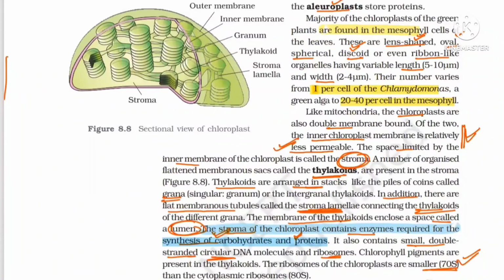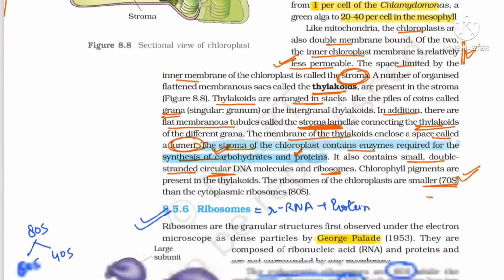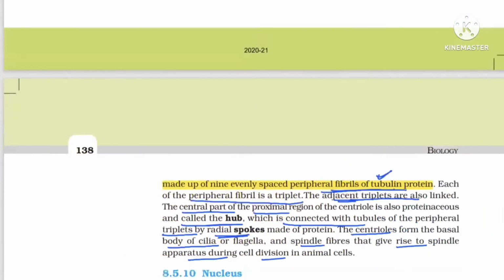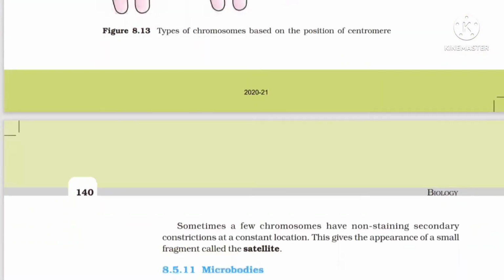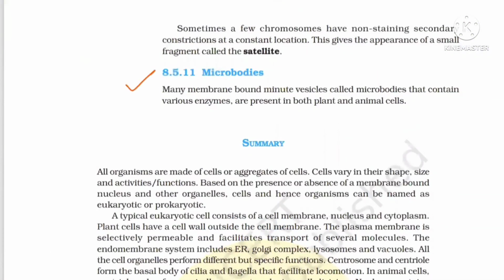Is it clear, beta? Up till here, all the topics are covered. Check carefully, you will find your cell topics are covered, beta. Only microbodies are left at the last. So you just have to remember that they are minute vesicles which contain various enzymes, found in both plant and animal cells. So from my side, the revision of this cell unit is over. You just check it. If you have any doubt, then ask me.